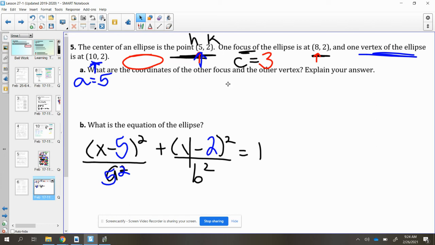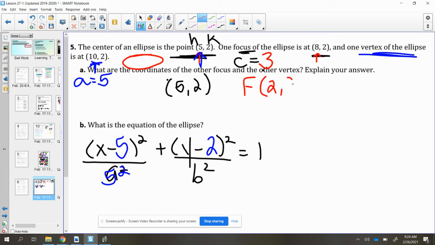Now the other piece of this wants the location of the other focus and the other vertex. If we are at 5 comma 2 as our center point, we went to the right 3 units to get the first focus. So we would have to go to the left 3 units to get the other focus. The other focus is going to be at 2 comma 2 since we had to go to the left. For our other vertex, we went to the right this time, so we'd have to go to the left again. So we'd be at 0 comma 2 since we have to move a parameters.